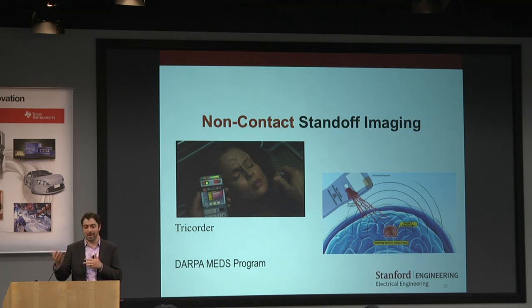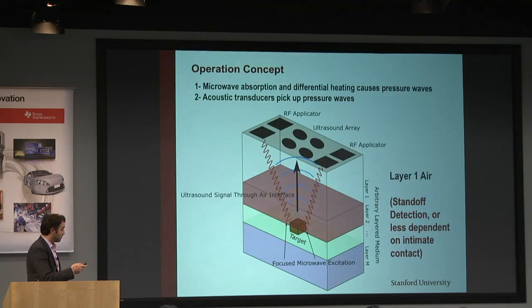Okay, so in that realm, what the imaging system would look like is you have ultrasonic arrays interleaved with RF arrays. So this is going RF in, ultrasound out again. The big difference is you have a multi-layer system, but now you have air between this layer, the final layer, which would be a tissue, and your detection. So the question is, can you do that?